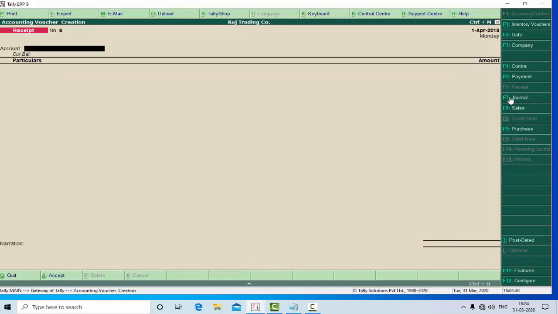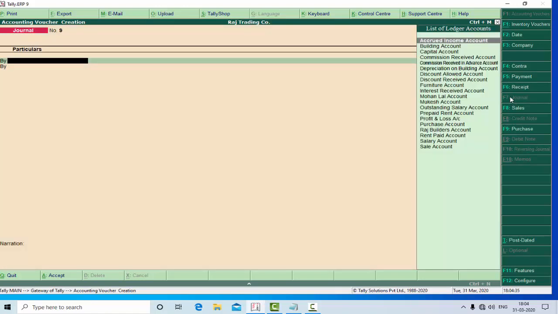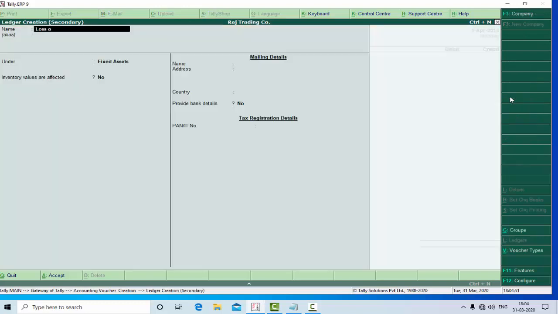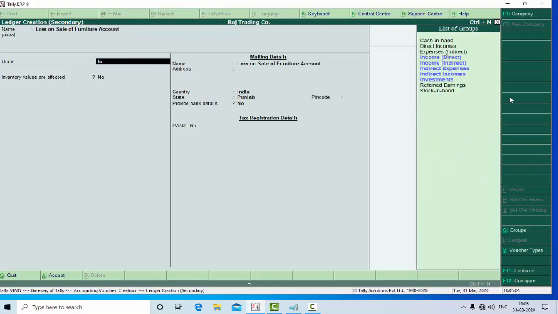And after that, the loss on sale of the assets will be recorded in the journal voucher. All losses of the business are covered under expenses account, and all expenses will be debited, so this loss will be debited. So credit the furniture account and debit the loss account, loss on sale of furniture. So any asset when sold and arises loss, that account will be opened. Loss on sale of furniture, loss on sale of building, that account will be opened under the indirect expense if it is treated as expense of the business.